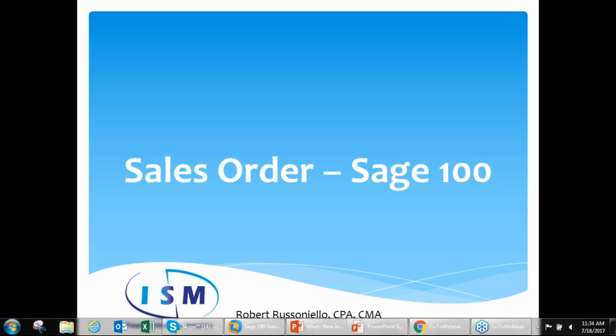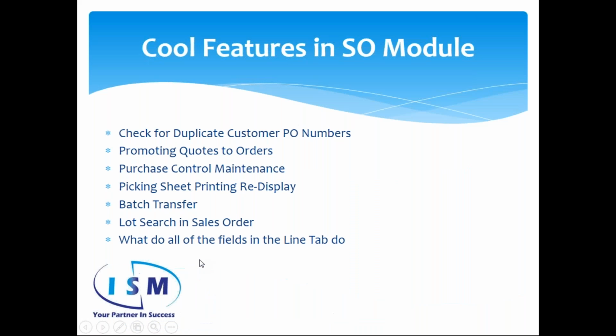Well, folks, we're going to be diving into the sales order module of Sage 100. And I'm not necessarily going to be doing a full-blown demo, but we're going to be covering some tips within the module that you may or may not be using, as well as taking a look at the Lines tab of the sales order module and diving into maybe what some of those fields are. So with that said, let's take a look at some of the things we're going to look at.